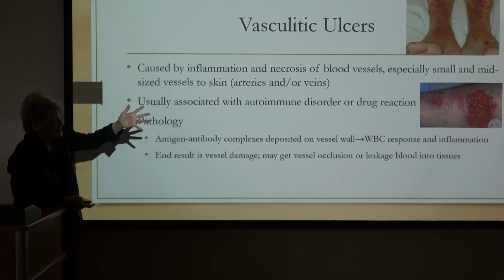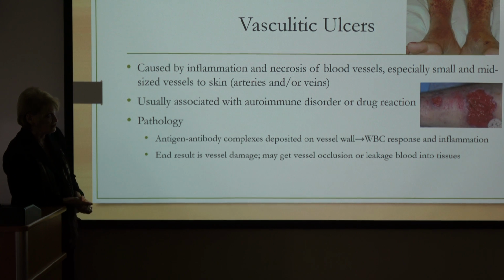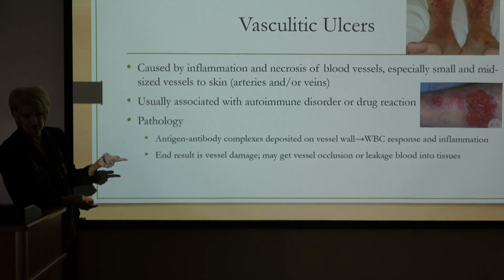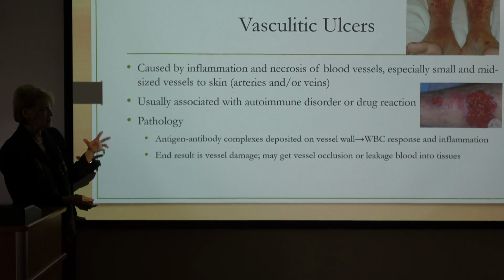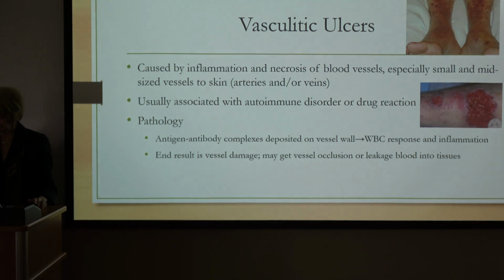So when you look at this, these are just a couple of slides of vasculitic ulcers. I want you at this point to particularly focus on the one on top where there's clearly something going on with the blood vessels because you have this petechial type rash. It looks like blood's leaking out into the tissues, and it is.